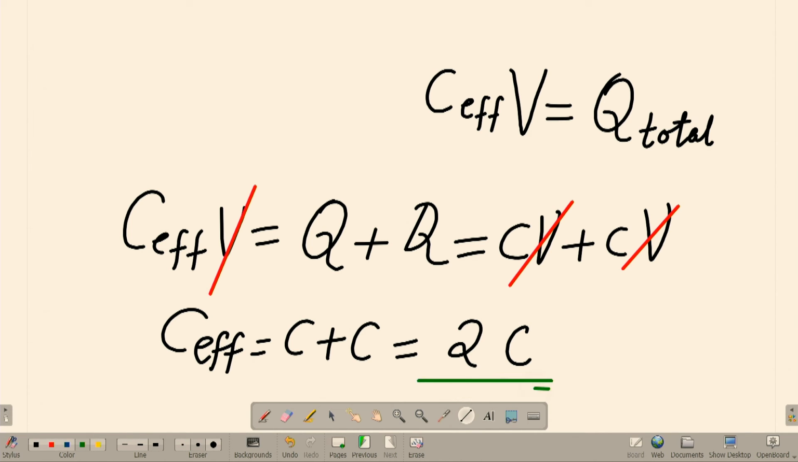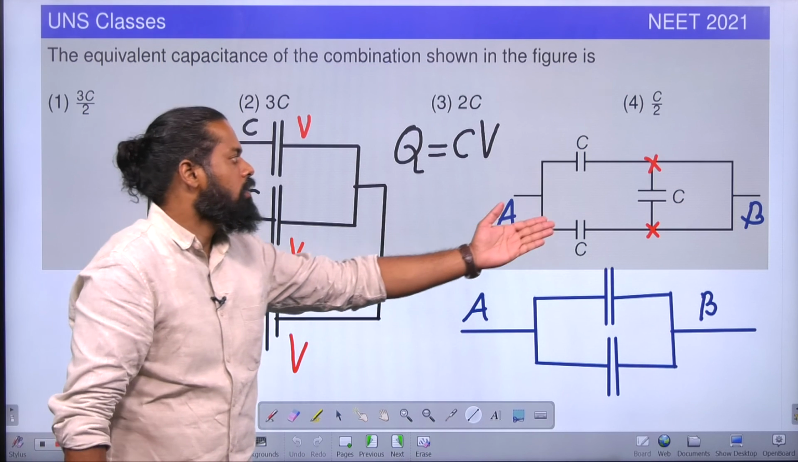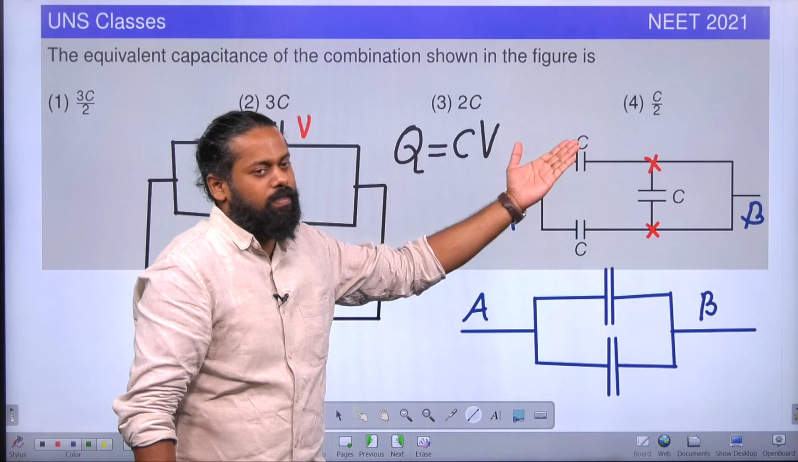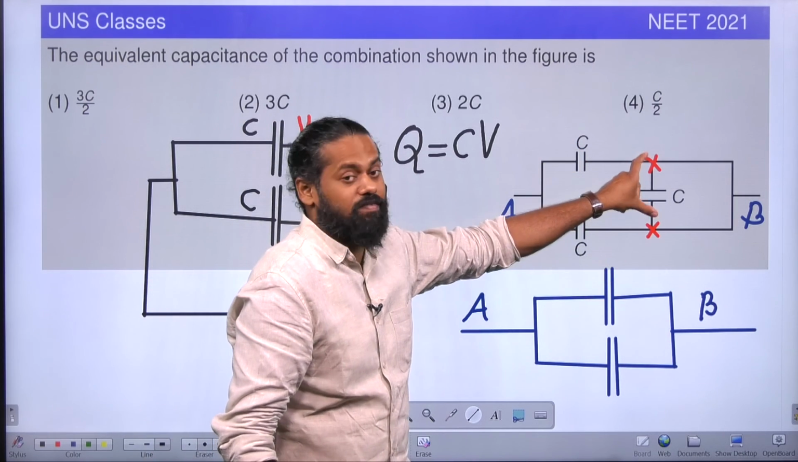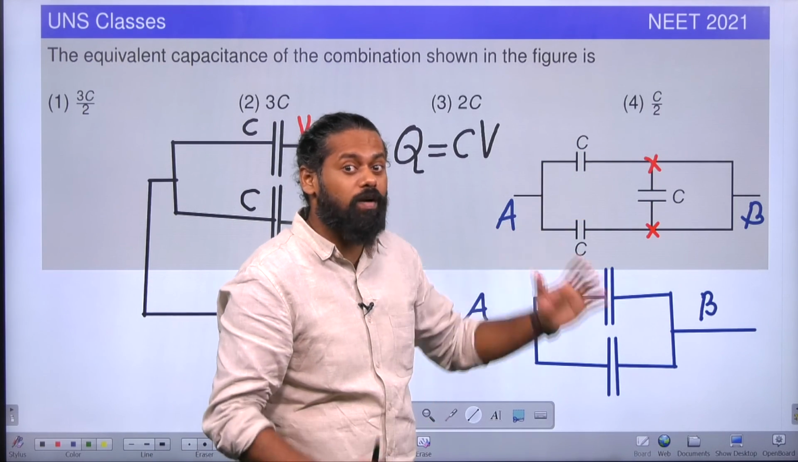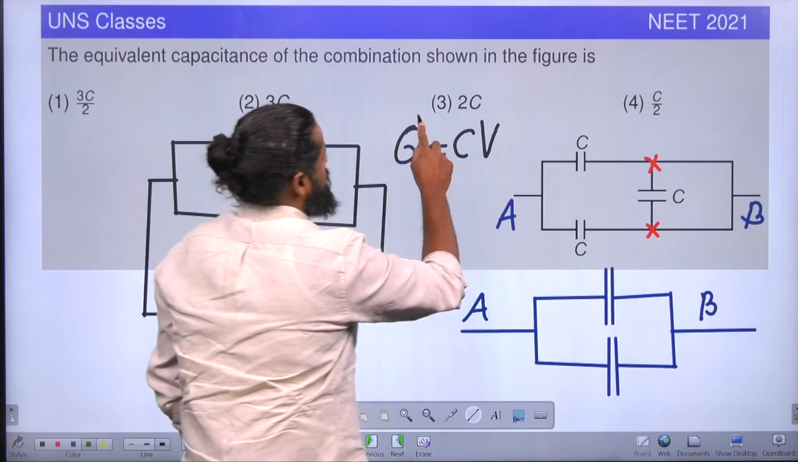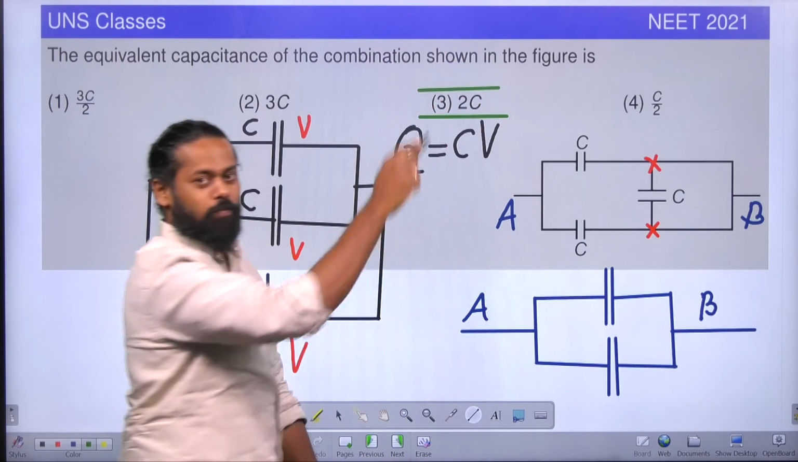So we can say that even though there are 3 capacitors in the system, it is effectively the same as 2 capacitors connected in parallel, because one is effectively short circuited. There is no voltage across that capacitor. So here the answer is 2C. I hope all of you understood this.